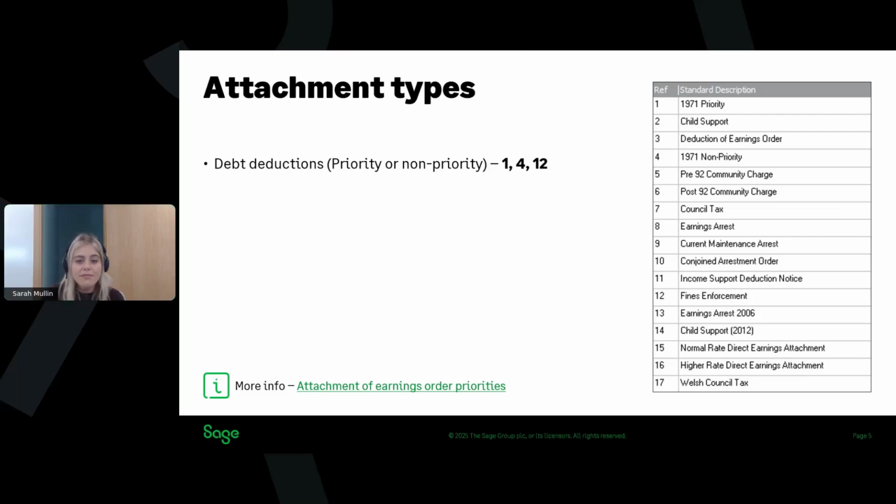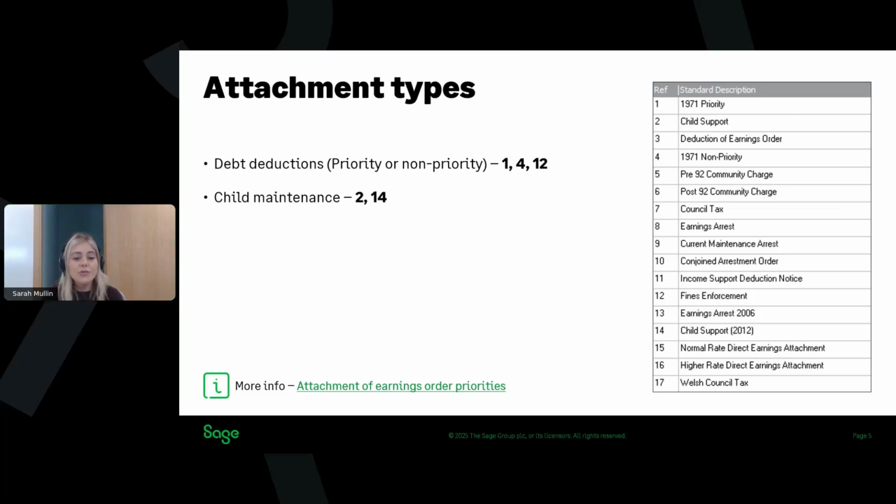The next category is child maintenance attachments. So these are references number 2, or more commonly reference 14, which is child support 2012. The main difference between these two is that child support 2012 uses something called a protected earnings of 60% instead of a specified fixed amount, which the other child support attachment would do.